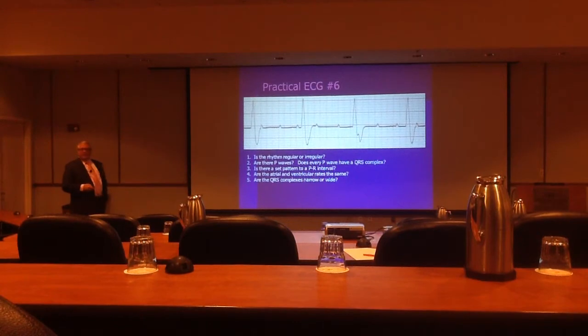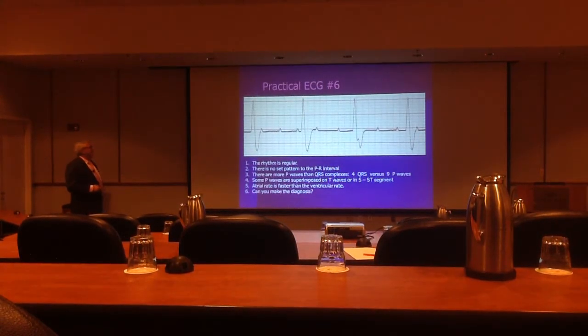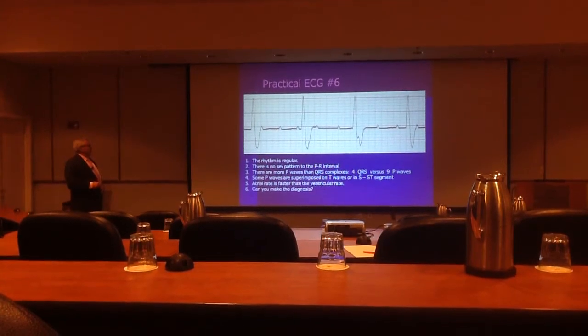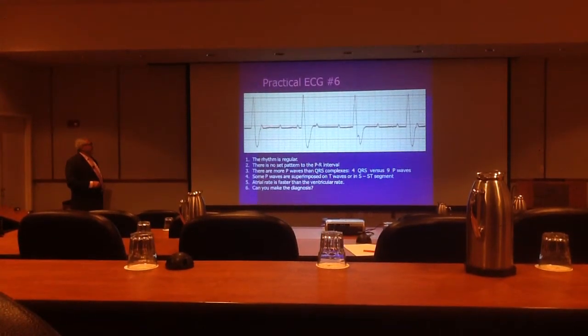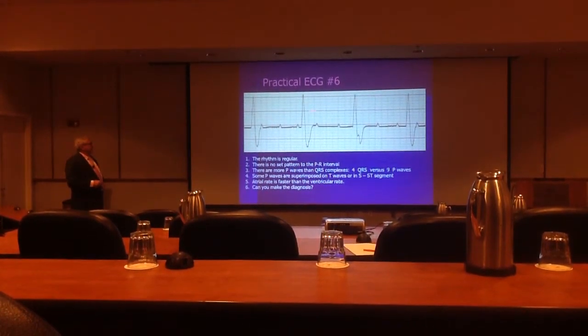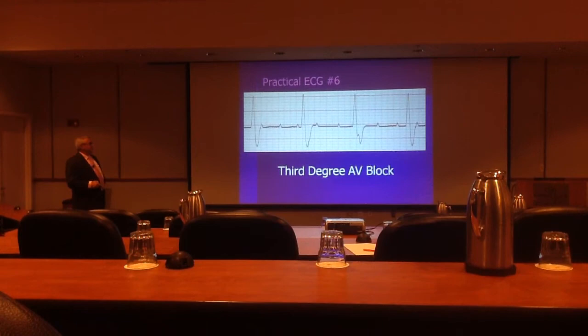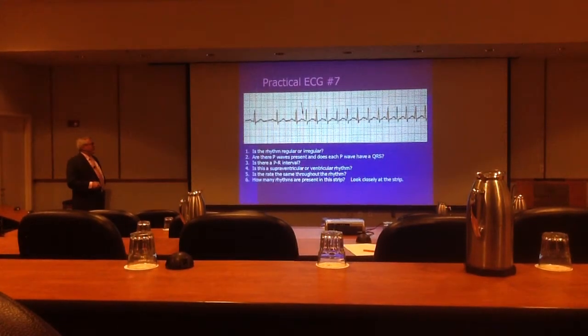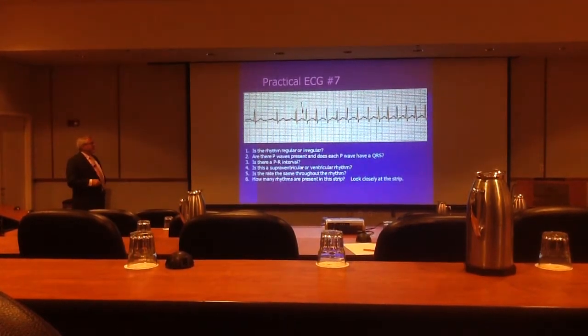What do you think's going on there? A third degree AV block. Why? Because the rhythm is very regular. The atrial rate is faster than the ventricular rate. There is no set pattern to the PR intervals. That makes it a third degree AV block. Okay? Now you look at this.